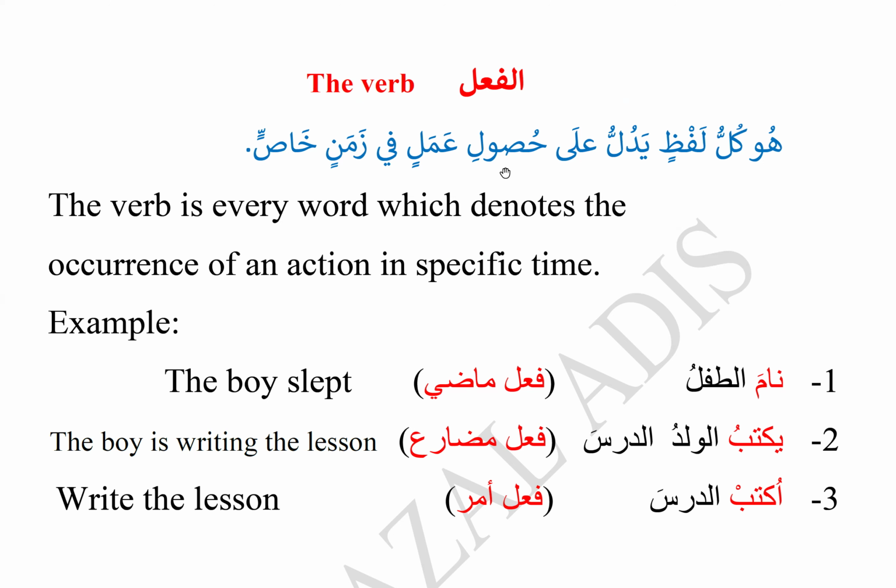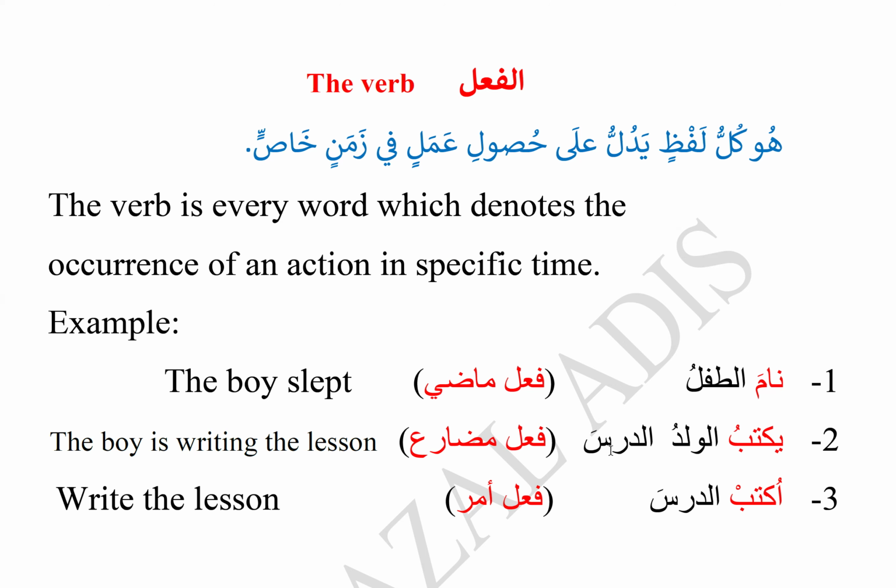For example, نام الطفل, the boy slept, and nama is a fi'l madi, past tense. If you look at this definition, there are two things in nama. It means to sleep, so there's an action there. And when did it take place? It took place in the past, yani fi'l madi. So it is a past tense, and so these two things are there in this verb.